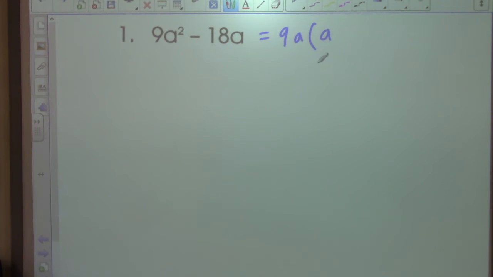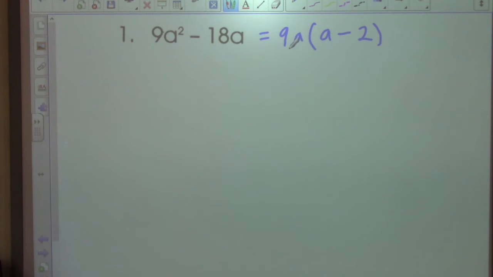And then we know this is a minus, so that's going to have to be minus here. And between, for the numbers, okay, what times 9a is going to be 18a? 2.